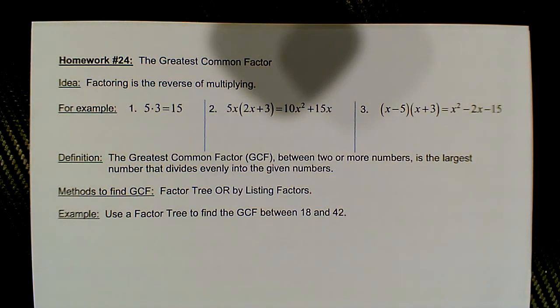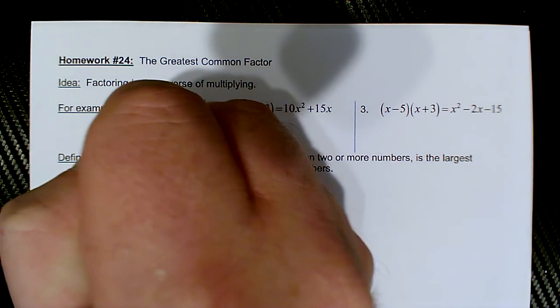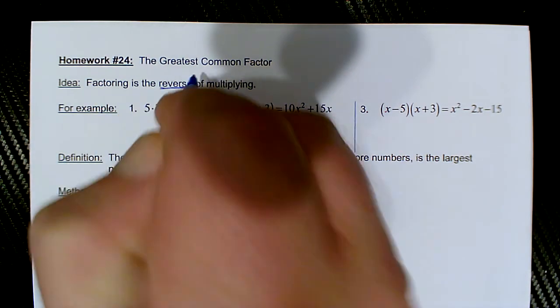Hello everyone, this is homework 24, the greatest common factor. So in this unit we look at factoring, and factoring is basically just the reverse of multiplication.